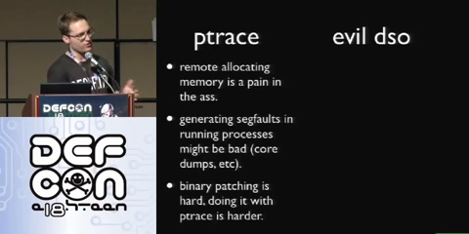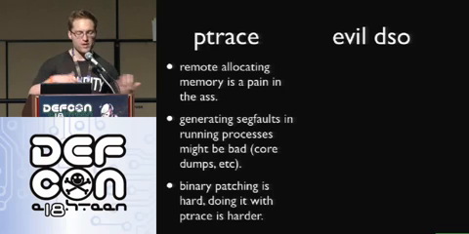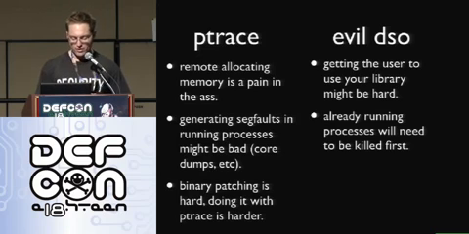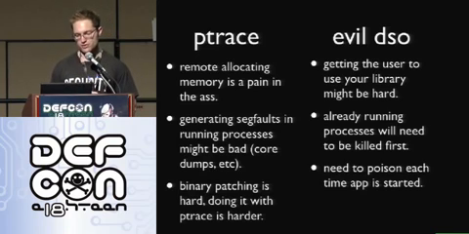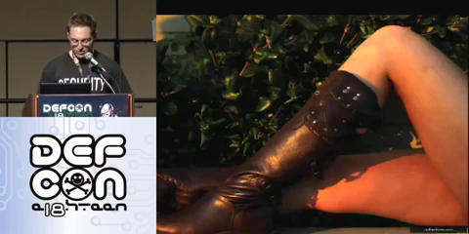Like the stuff that we just talked about earlier, the 3 types of function hooking, those things are complicated. And it's possible to do with ptrace, but it's like adding another layer of difficulty between you and actually doing what you want to do, which is no fun. So doing it with binary patching is hard, but doing it with ptrace just makes it harder. The problem with the evil DSO though is getting the user to use your library might be hard, and already running processes will need to be killed and restarted, which also sucks. And you need to poison the app each time it's started. And in general, binary patching is hard.